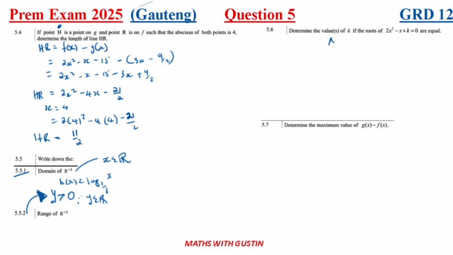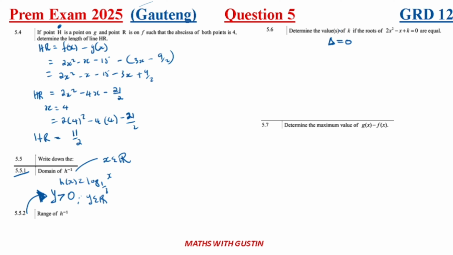Okay, for equal roots, the discriminant has to be equal to 0. Please, guys, I can't stress this enough. If it means you must go and cram this, when are the roots real, equal, and unequal, please go and have a look at that.